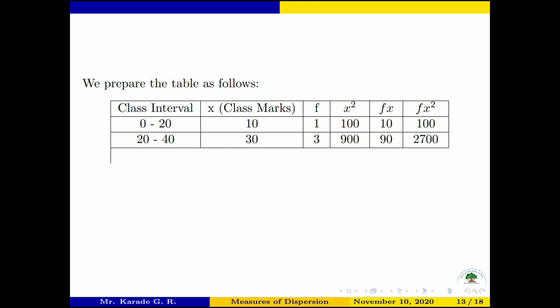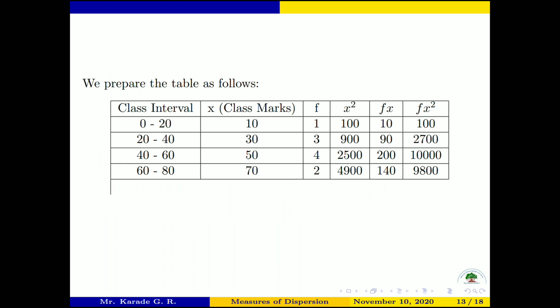So similarly, for the class interval 20 to 40, we write class mark 30, frequency 3, value of x square is 900, value of fx is 90, and value of fx square is 2700. So in this way, our next class interval is from 40 to 60, having class mark 50, frequency 4, value of x square is 2500, value of fx is 200, and value of fx square is 10,000.